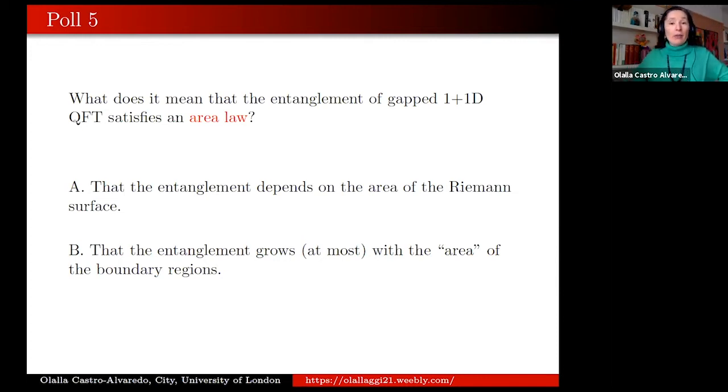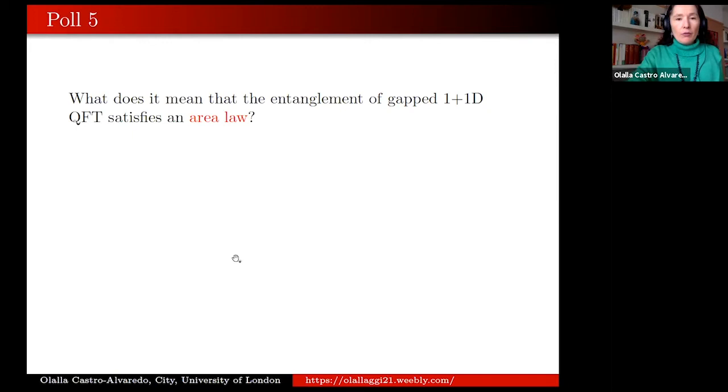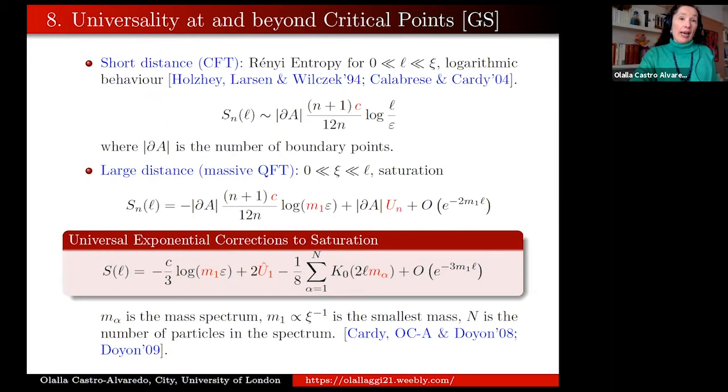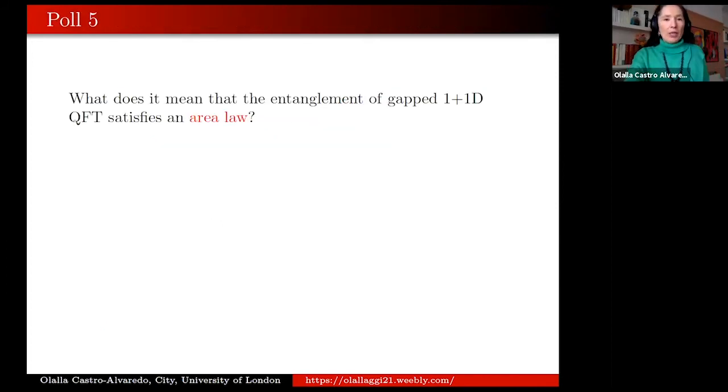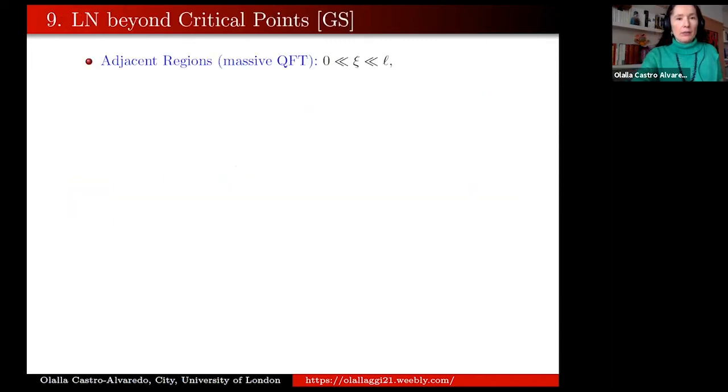So it doesn't depend on the area of the Riemann surface. But it means the second thing, it means that the entanglement grows at most with the area of the boundary regions. The thing is that, of course, in 1 dimension, there isn't really an area in the proper sense. What we have instead of an area is the number of boundary points. Because all of these other things are constants, the only way entanglement can grow in this context, in a gapped system, is by increasing the number of boundary points. And in that sense, the entanglement satisfies an area law. So that's what it means in this context in 1 dimension.